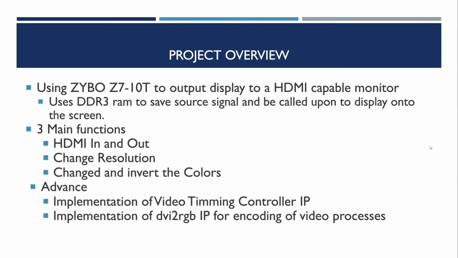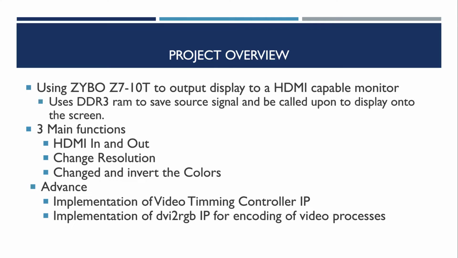We are using the Zybo Z710T to receive a source and then display that source out to an HDMI capable display device. With the DDR3 RAM that is built into the Zybo, we are able to manipulate the video stream coming into the Zybo. The main functions of this project will be the HDMI in and the HDMI out. We'll also be able to change the resolution of the stream, and we'll also be able to stop and start the stream and invert some colors if we needed to.